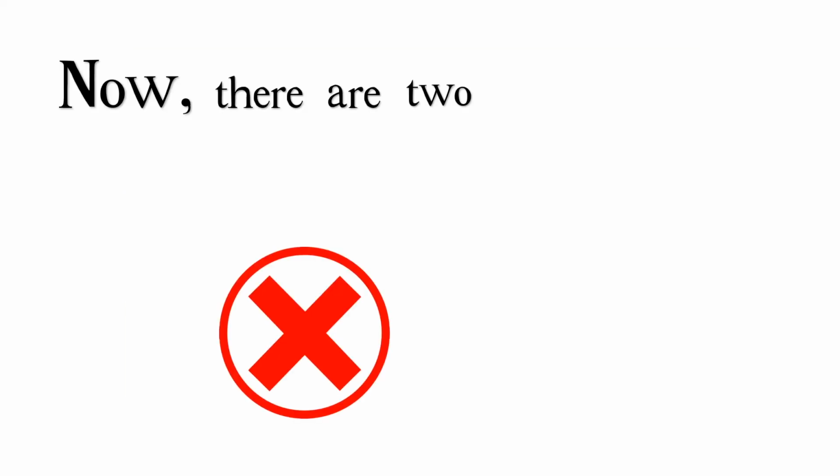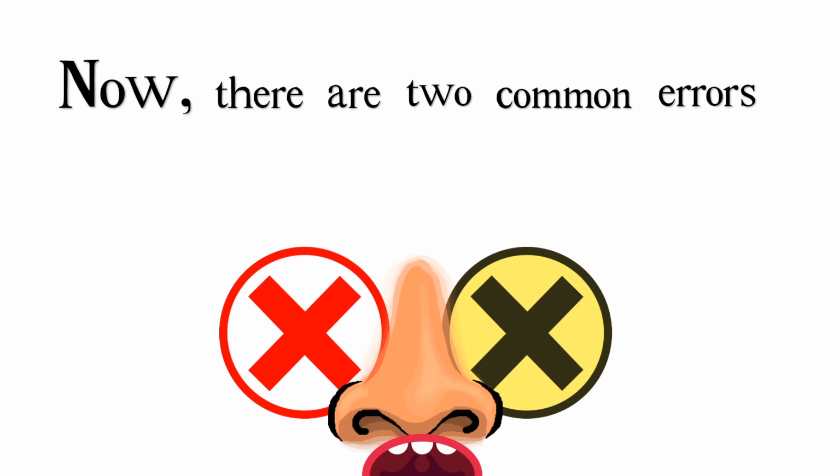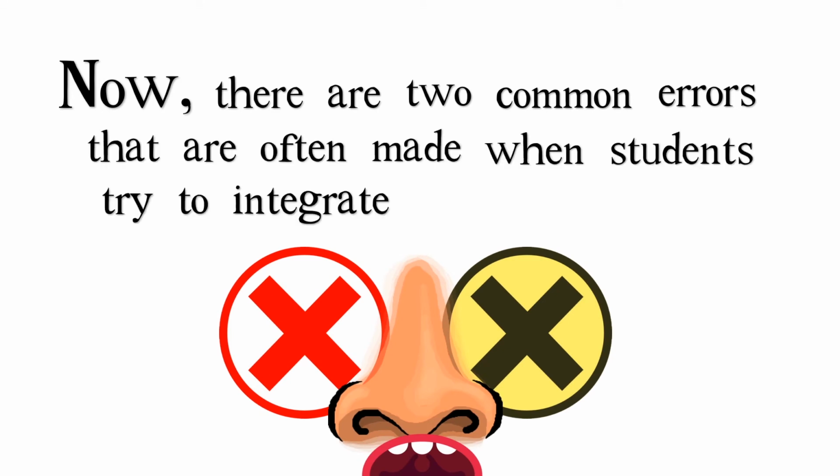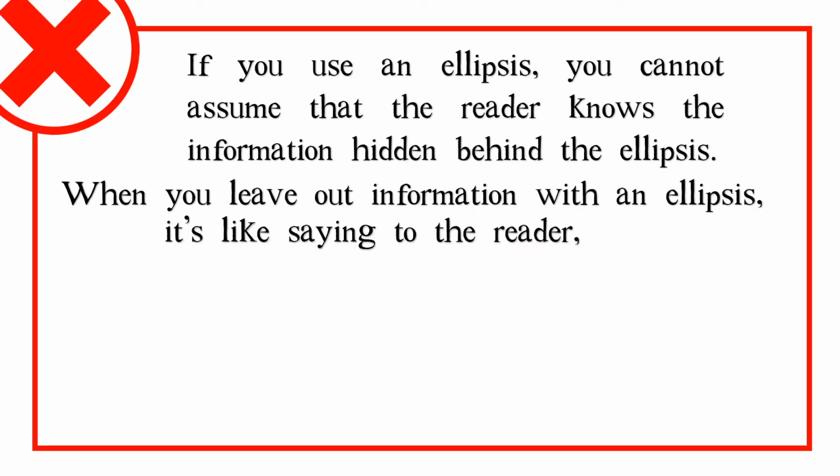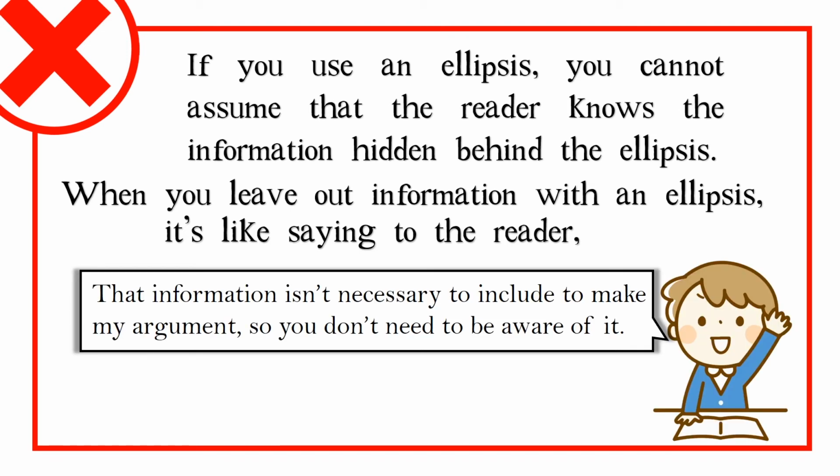Now, there are two common errors that are often made when students try to integrate with an ellipsis. First, if you use an ellipsis, you cannot assume that the reader knows the information hidden behind the ellipsis. When you leave out information with an ellipsis, it's like saying to the reader, that information isn't necessary to include to make my argument, so you don't need to be aware of it.